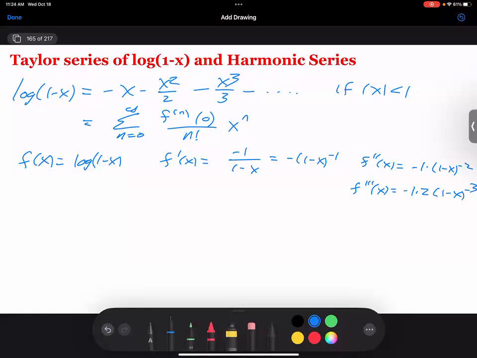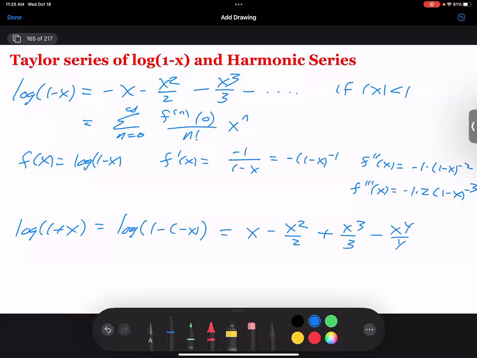Okay, who remembers the Taylor series of the log of 1 plus x? So how do we get this quickly? This is the same as the log of 1 minus negative x, right? So we know it's just going to be x minus x squared over 2 plus x cubed over 3 minus x to the 4th over 4, dot dot dot. So again, mathematicians are lazy. If you can reduce something to something you already know, that's great.